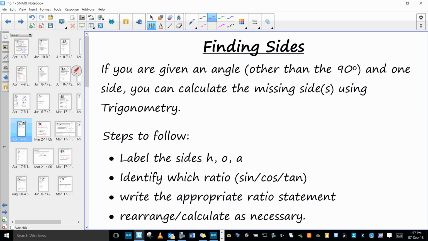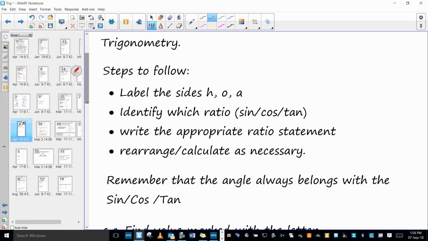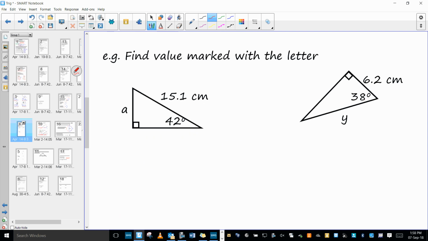So Olivia, sometimes you need to use Pythagoras if you're missing a side length for whatever reason. Pythagoras is with right angle triangles and it is connected to trig a lot, but at the moment we're not using it. So finding sides is a very similar thing. Label the sides HOA to start with. So for this question, it's going to be HOA.